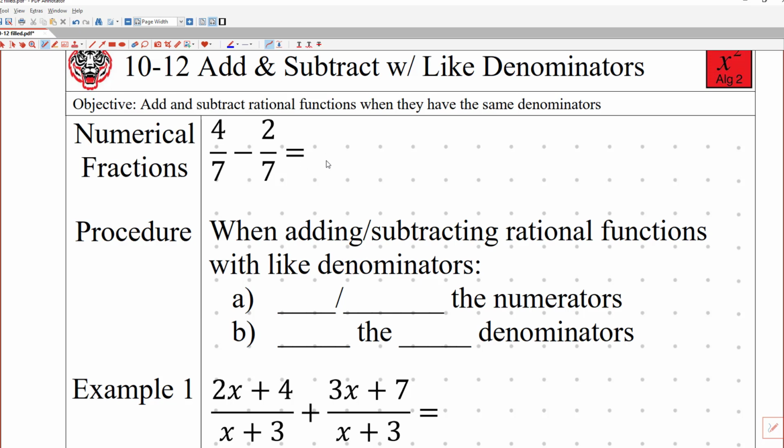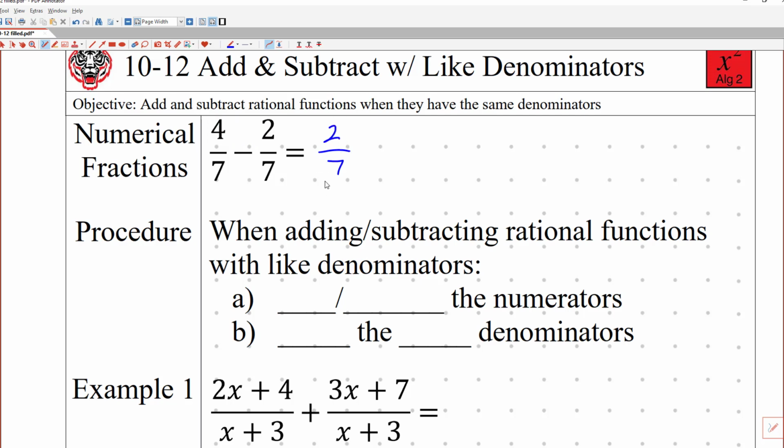So after you finish this lesson, immediately start on Khan Academy. So let's start with numerical fractions. If I have the fraction 4/7 minus 2/7, what do you do? And hopefully you'll remember, okay, well, these have the same denominator, so the answer is going to be something divided by 7. I keep that denominator, and then I just simply do 4 minus 2, which is 2 for the numerator, and I'm done. That's what we're doing today.